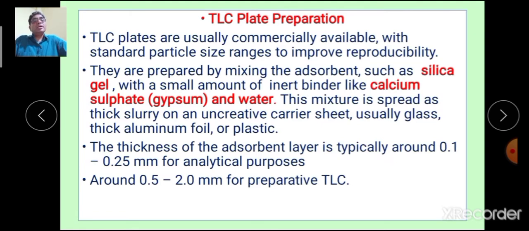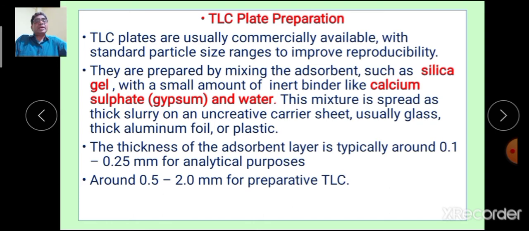Now, how is the TLC plate prepared? Okay, the TLC plates are usually commercially available with a standard particle size range to improve reproducibility. What happens if man-made layers are used? By forming the layers manually, a layer of the same thickness cannot be obtained on each plate, and therefore the TLC plates are commercially available with a standard size range.